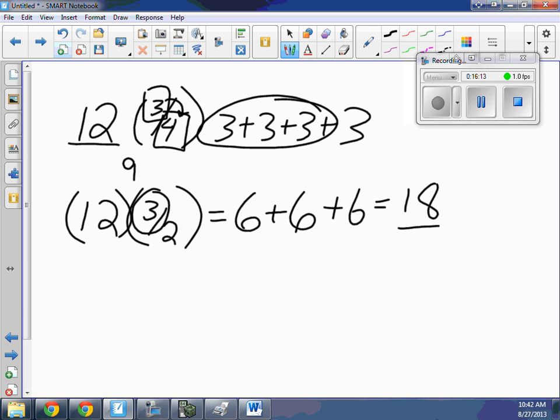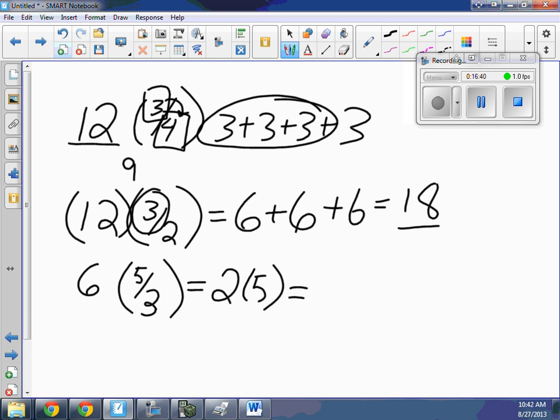Okay, what about 6 times 5 thirds? So can 6 be broken into 3 equal pieces? Yes. How big is each piece? 2. So I know that I broke it into 2s. How many 2s do I need? 5. So 2 times 5 is 10.